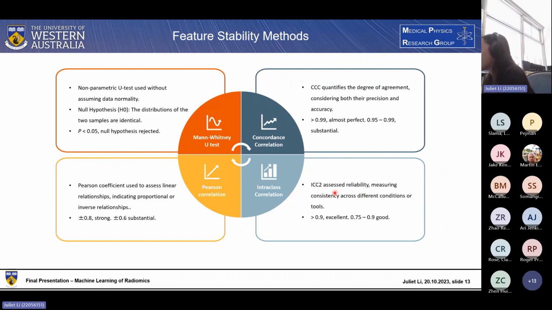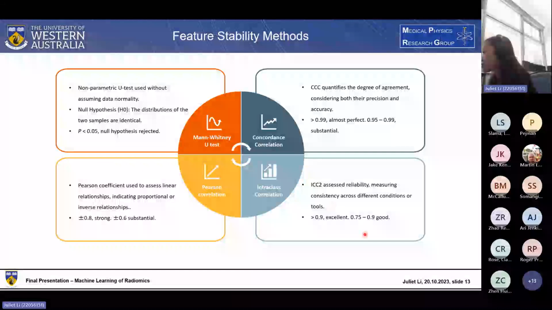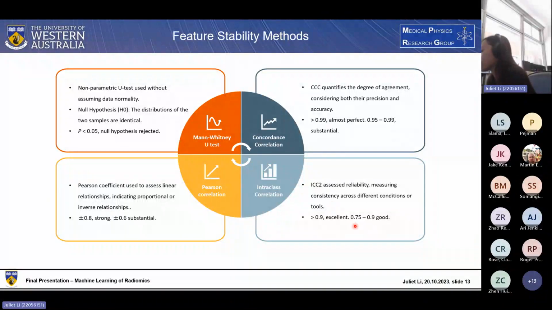And for the intraclass correlation, ICC2 is used to assess the consistency of 2 sets of samples across different conditions and tools. A threshold of 0.75, using numbers from the literature, was used. So a feature with ICC above 0.75 is considered stable.